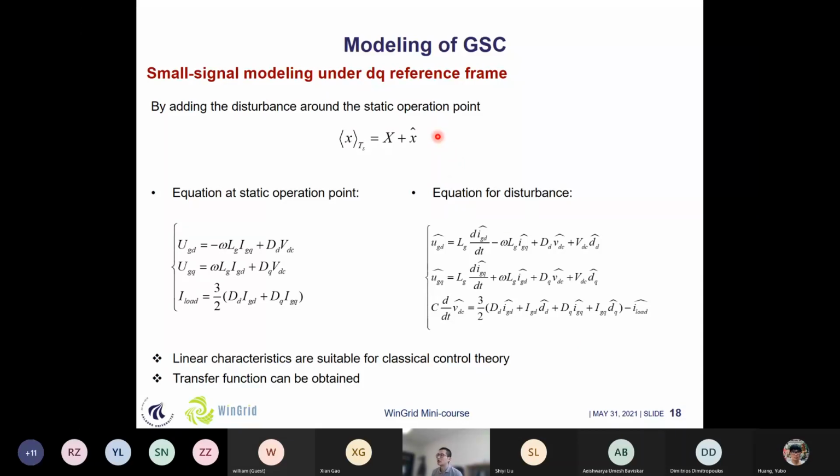The previous models we mentioned are large signal modeling. If we do a small signal analysis, these values become the DC components plus disturbance values. By using these equations, we can know the equations under the static operation, and also the equations under the disturbance. In this case, we can use this as a model, or the control plant, of this system, and later design the controllers based on these equations.